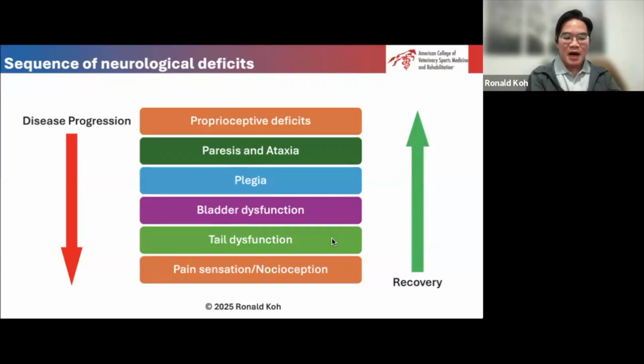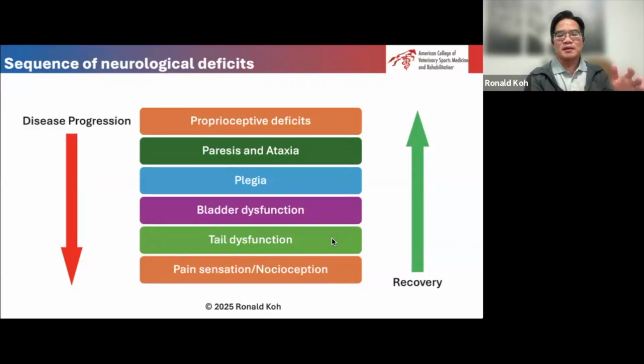After motor function is regained, we want them to be able to bear weight. And after that, we would train for proprioception. Proprioception is the last to come back. It's also the most difficult one to regain. Sometimes it takes months or even years for them to regain.